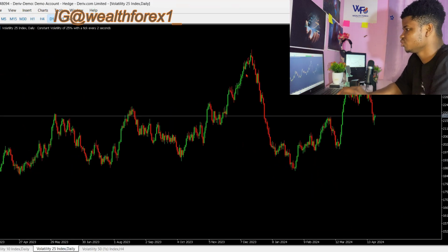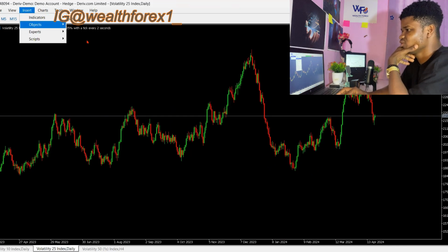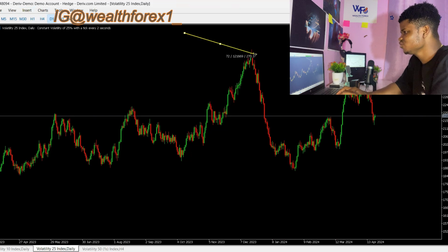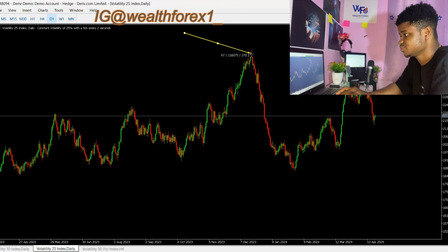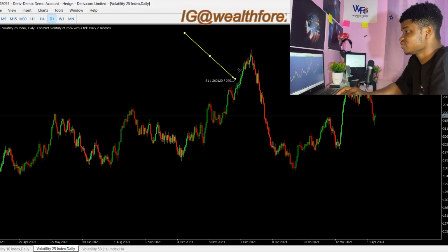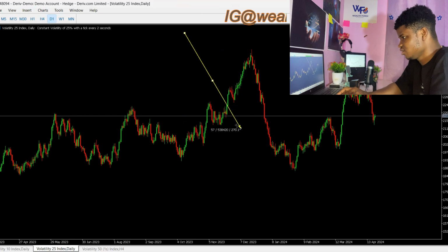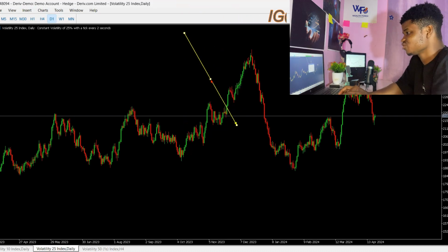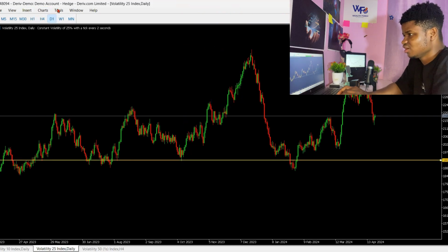Now when I open the volatility 25, I noticed that there's something here. This was a resistance point, because immediately price touched this point, it dropped. Look at this point, immediately price touched this point, it started going up. The same thing here, right? Now, what do I want to do? I want to mark my support and resistance out. This is my support, right? And then this is my what?